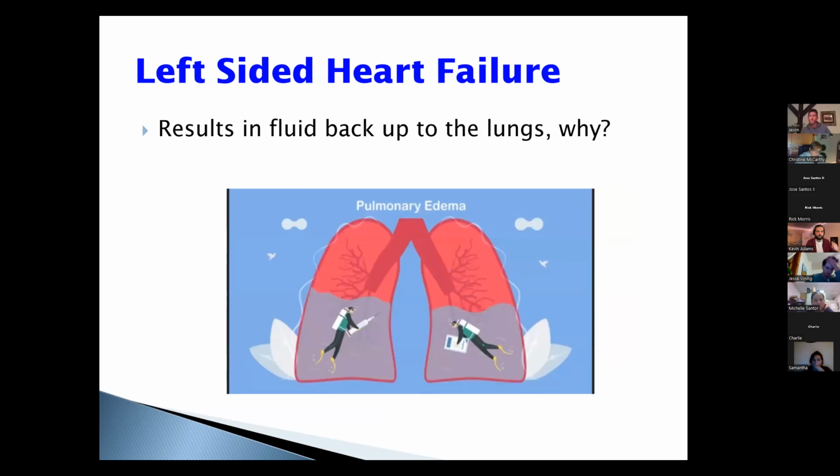So then with left-sided heart failure, it backs up to the lungs, because on the left side of the heart, right, they're receiving that blood flow from the lungs back to the heart. So if that side is failing, it can't accept enough fluid back in to send it out to the body. So it backs up to the lungs. So that's when we're going to see that pulmonary edema.